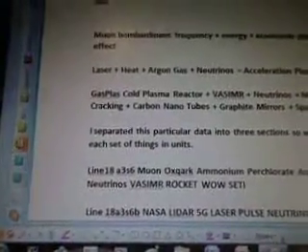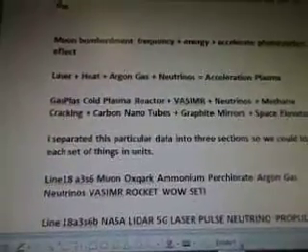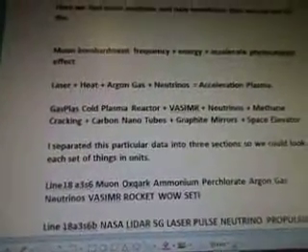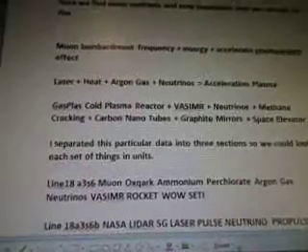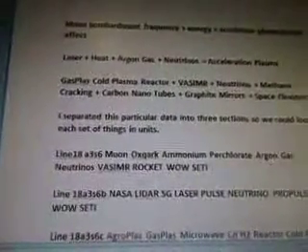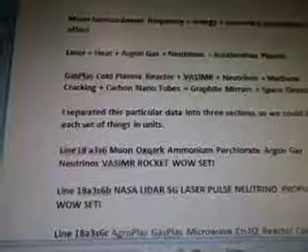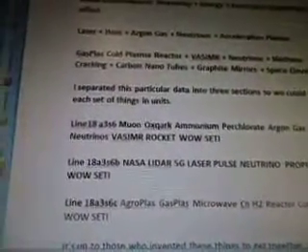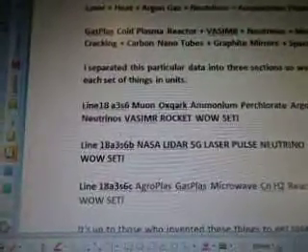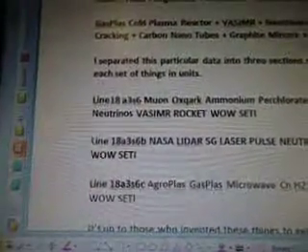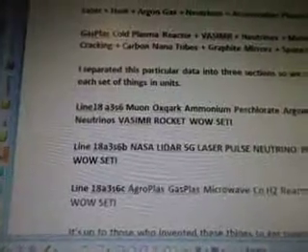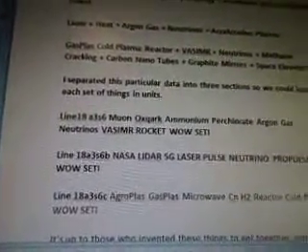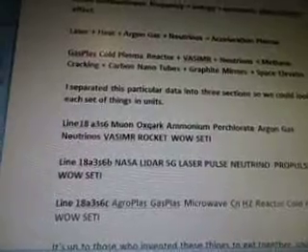You want to take the GasPlas cold plasma reactor, add the VASIMR, plus neutrinos plus methane cracking, plus carbon nanotubes plus graphite mirrors plus space elevator. I separated this particular data into 3 sections so we could look at each set of things in units. Line 18a3s6a-c, sorry, I can't read today. Line 18a3s6, muon, ox quark, ammonium percolate, argon gas, neutrinos, VASIMR rocket, WOW SETI.